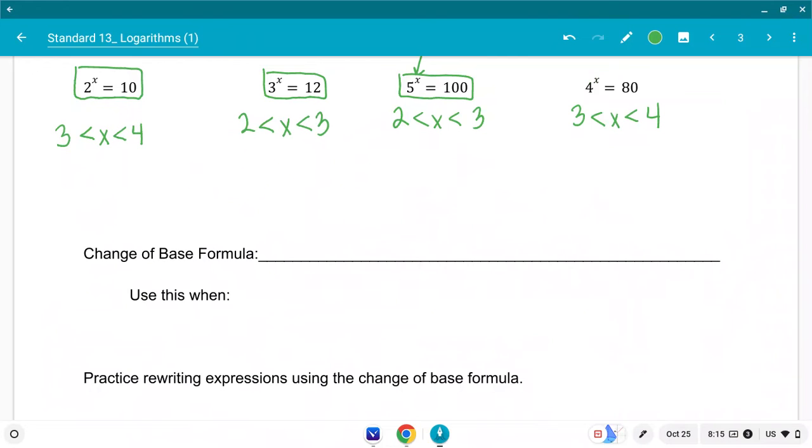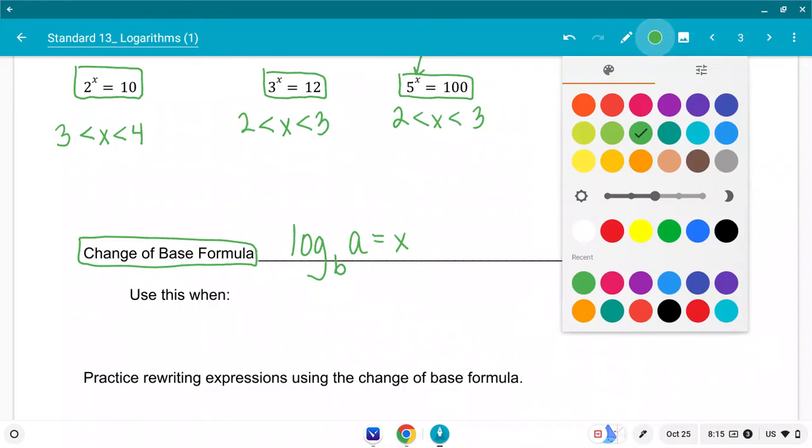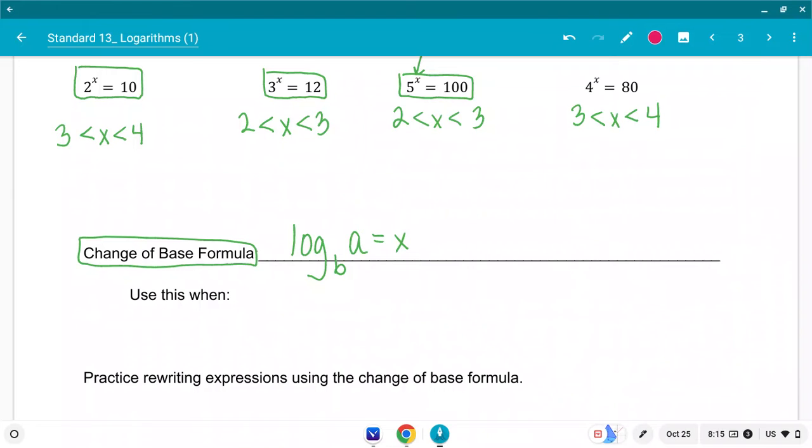How we do that is we use something called the change of base formula. This is how it works. If I have log base B of A equals X, this is the change of base formula. I am allowed to change it to log A over log B equals X. And this is going to be helpful.